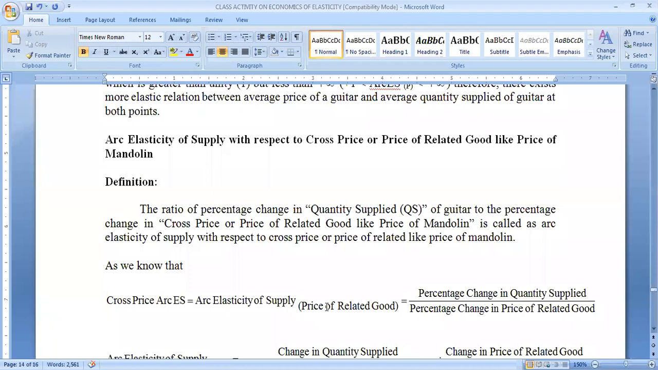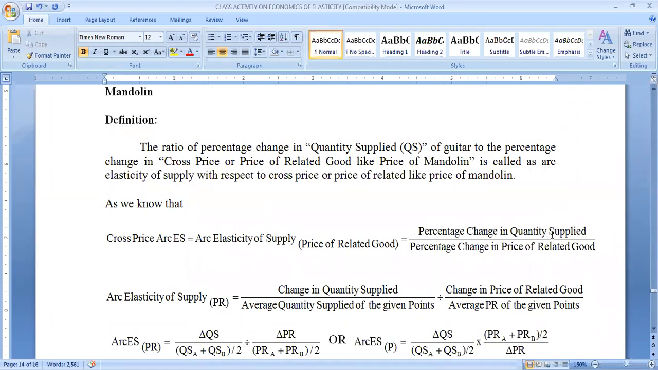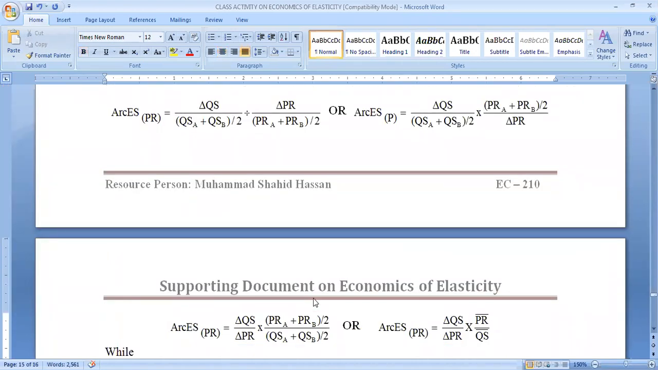Now if we move towards the next step, the percentage change in quantity supplied can further be written as change in quantity supplied divided by average quantity supplied of the given points. Then the sign of division appears. Percentage change in price of related good can be written as change in price of related good divided by average price of related good of the given points. Change in quantity supplied can be written as delta QS, and average quantity supplied of 2 points is written as QS at point A plus QS at point B divided by 2.